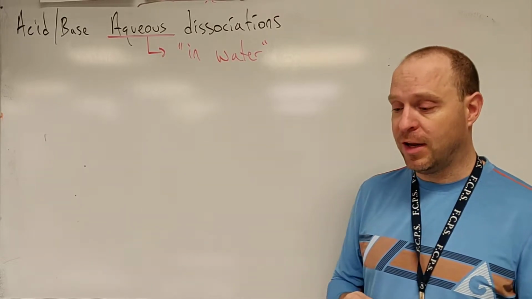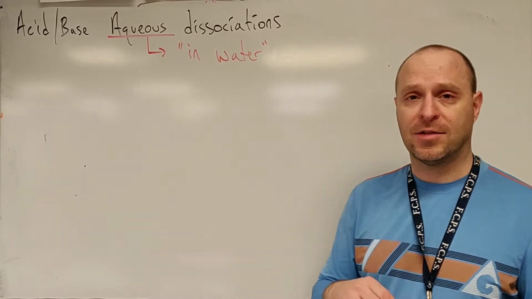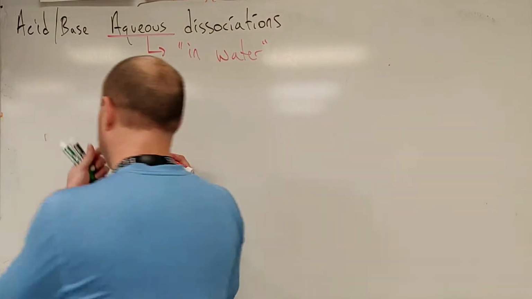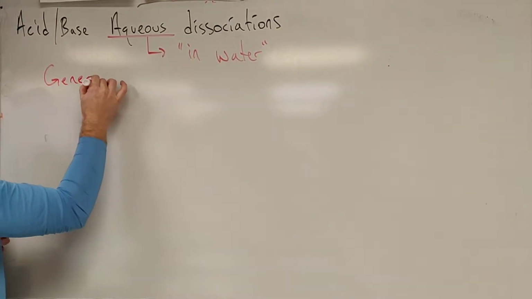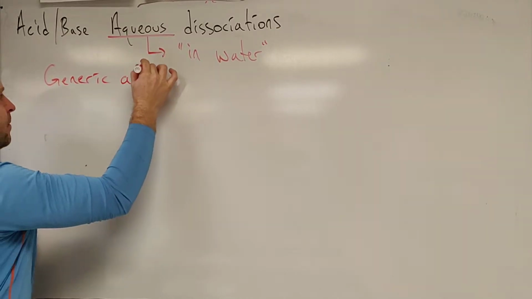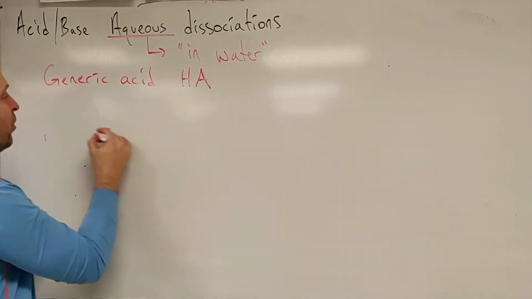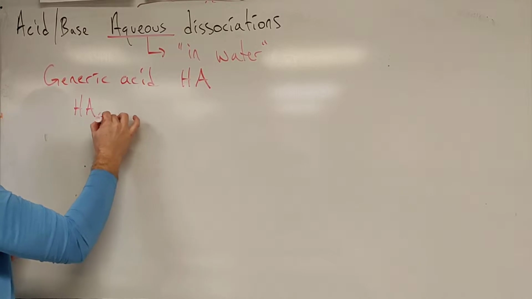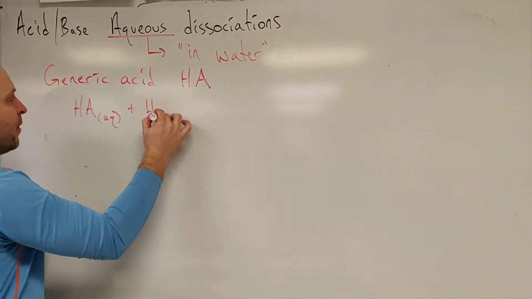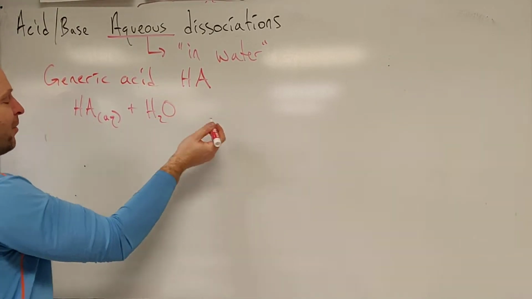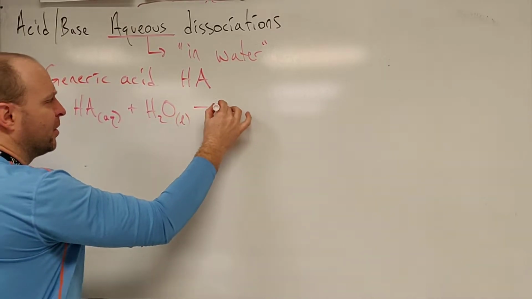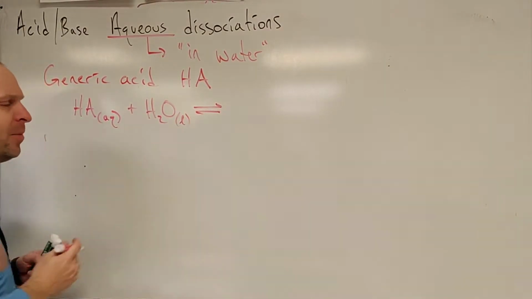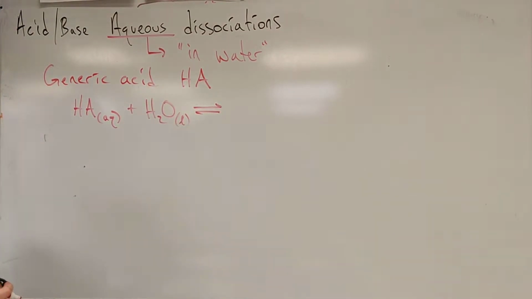So let's take a look at an aqueous dissociation. You put an acid in water, and we'll use a generic acid. We'll just call it HA. So some generic acid. When you put that HA in water, those waters kind of complex out the hydrogens, right? There's this polarity interaction. And that's not perfect terminology, but it'll do. We've got our equilibrium system.